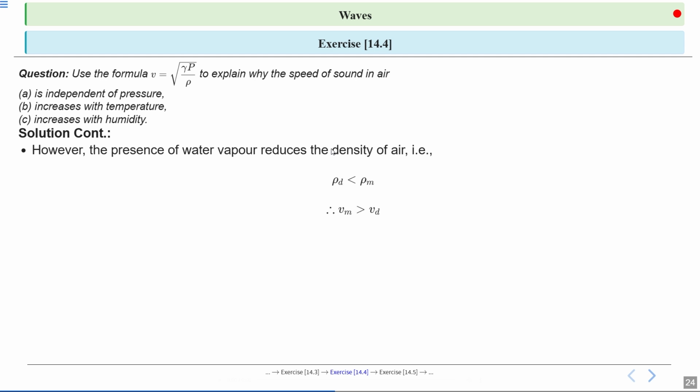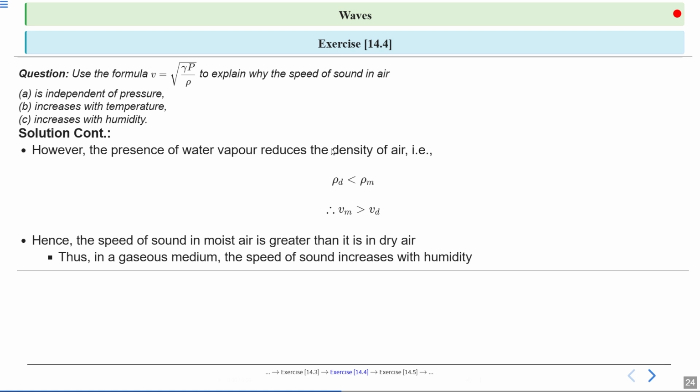So velocity of the mass Vm is greater than Vd, damping force. The speed of sound is faster in moist air than it is in dry air. Thus, in a gaseous medium, the speed of sound increases with humidity.